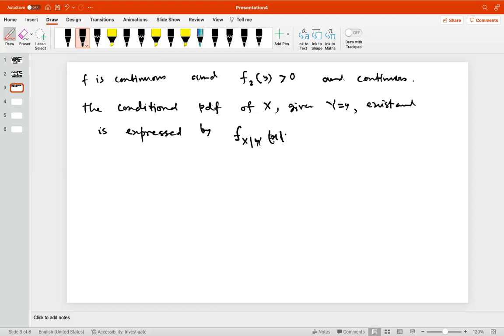This is x given y is equal to fxy divided by f2y. So you can just generalize this result. You can generalize this result for n dimensions also. Now one easy example is this.